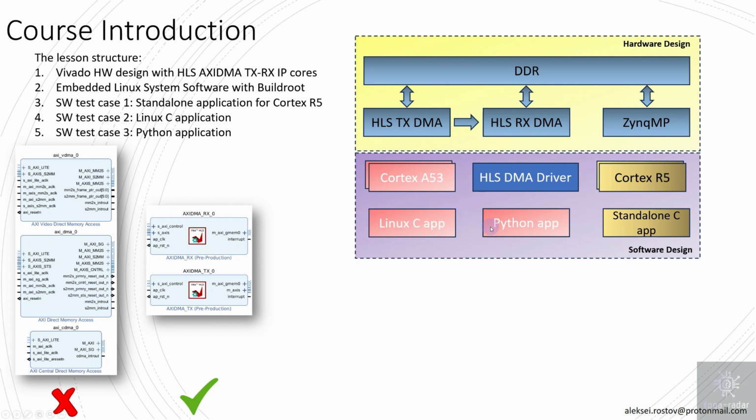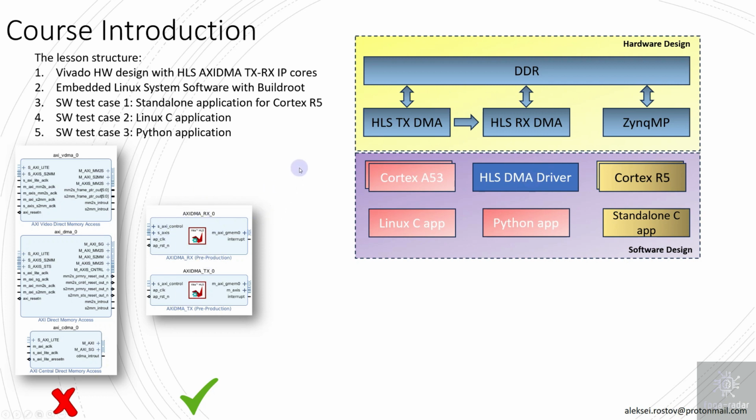Again, let's summarize. All three test cases will do the same thing. The difference is that the standalone application will work in interrupt mode, where it will accept interrupts from the TX and RX DMA, while the Linux C app and the Python app will use polling mode. Another very important feature is that in all three test cases, I will use the high-level synthesis DMA driver, which usually comes along with the IP cores.